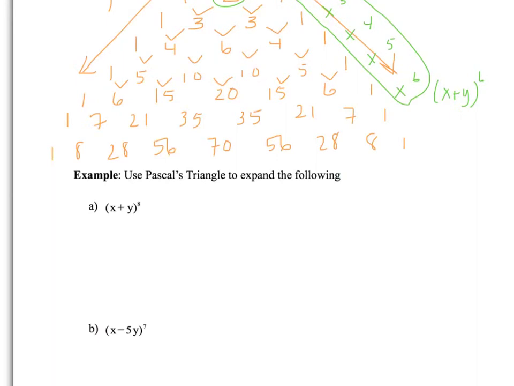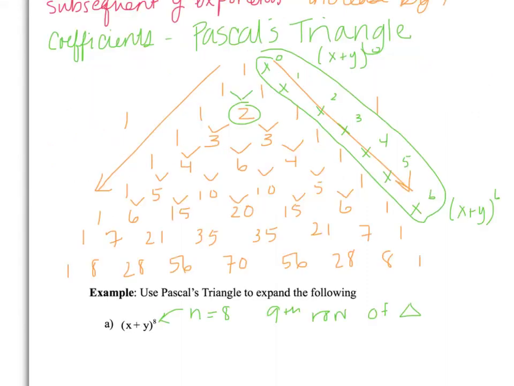So for example, use Pascal's triangle to expand the following. So I have x plus y to the 8th, and what I need to do is find this 8th coefficient, that's n equals 8 in this case. So I'm looking for the 9th row of the triangle. Because notice in the triangle, my 0 coefficient is the first row, my first coefficient is the second row, so my 8th coefficient is going to happen in the 9th row.